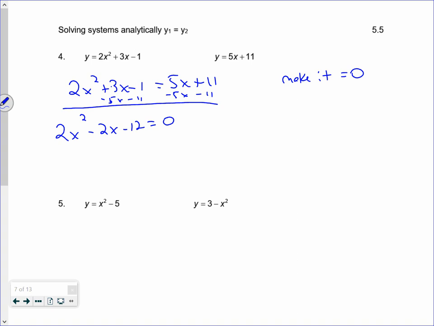I need to solve this. You can factor it. You can use the quadratic formula, but you notice that everything is divisible by 2. So if you will just start by dividing everything in this problem by 2, whatever method you use will be a little bit easier. You'll have slightly smaller numbers.